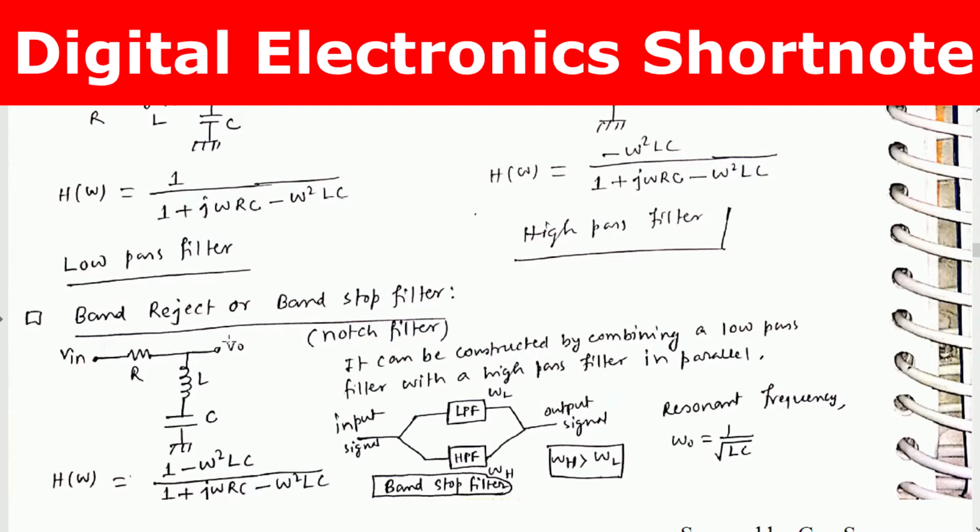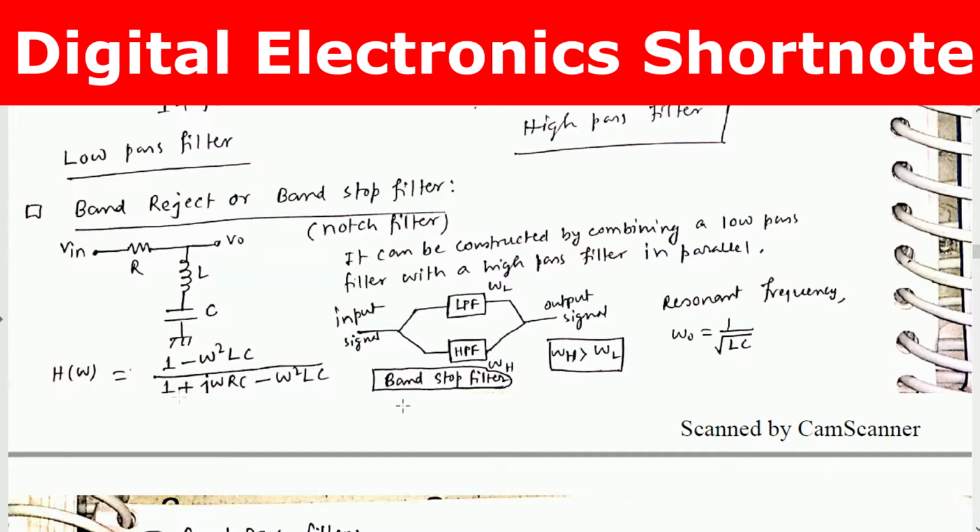Now let's talk about band reject or band stop filter. It stops a particular band of frequency. So it's basically a notch filter, and this is a simple construction or design using resistance, inductor, and capacitance, and the transfer function is given by this. You don't need to remember these things for now. If you require them any day, then you can use it. It can be constructed by combining a low pass filter with a high pass filter in parallel. So in this way we can design a band reject or band stop filter.